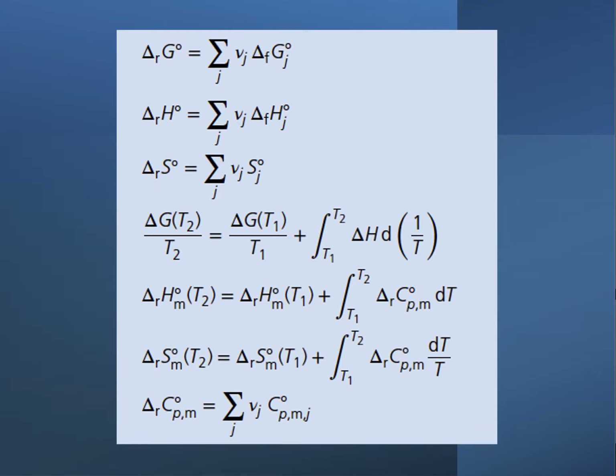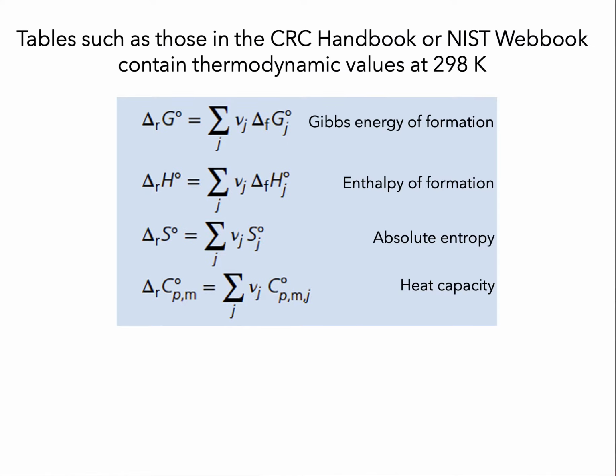If we look at the summary of equations in Chapter 9, we see a pretty intimidating list. But once we know how to decipher and dissect it, it's not so bad. First of all, note that the CRC handbook and the NIST webbook both contain lists of thermodynamic values at 298 Kelvin, namely values of the Gibbs energy and enthalpy of formation, the absolute entropy, and the heat capacity. And from these values, we can find the Gibbs energy of reaction as well as the entropy and enthalpy changes with reaction.